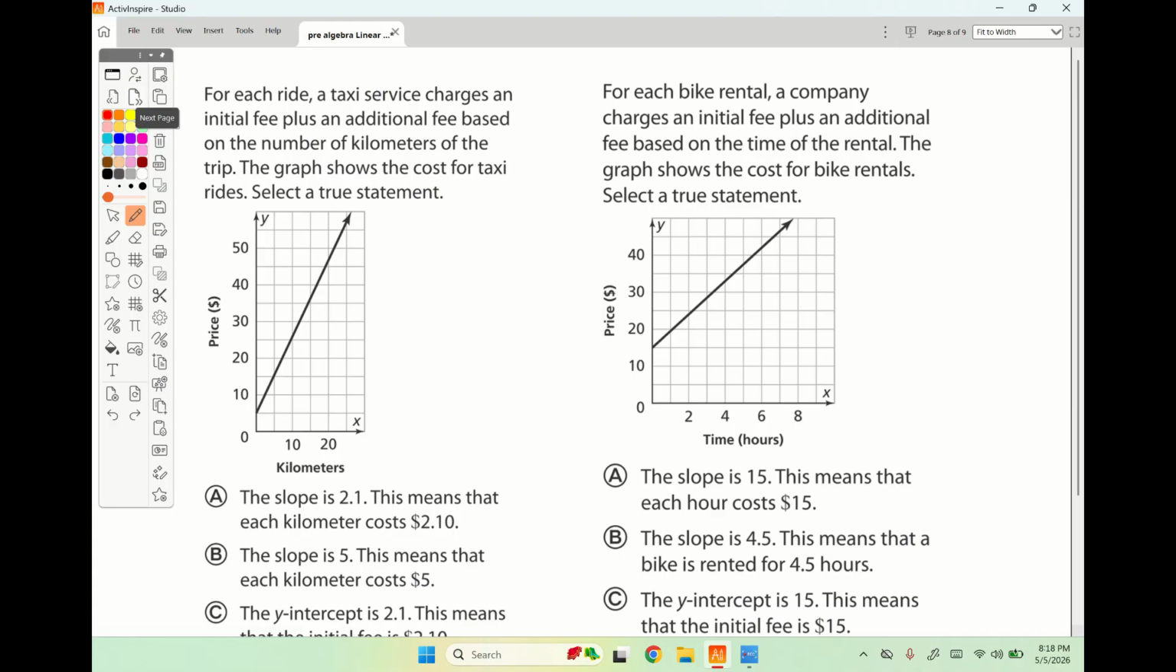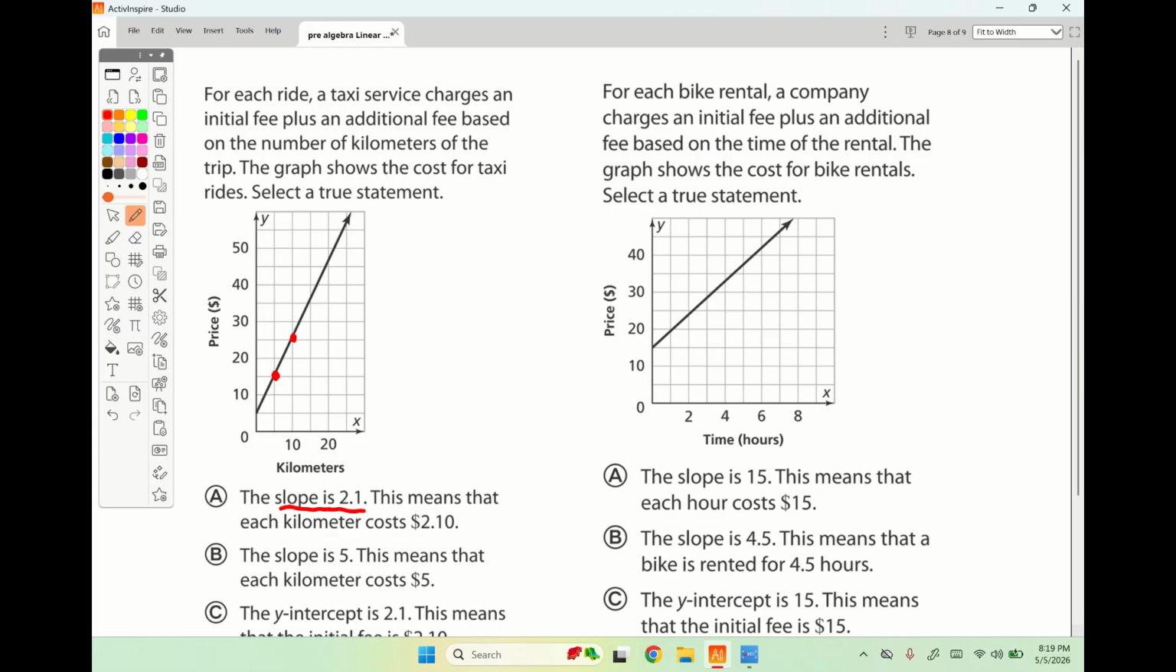Now here, the y-intercept is 2.1. We know that's wrong because the y-intercept is not the same value as the slope. It touches right here, which is close to the number 5. Letter D says the y-intercept is 5. So this is correct, and the first one's correct.